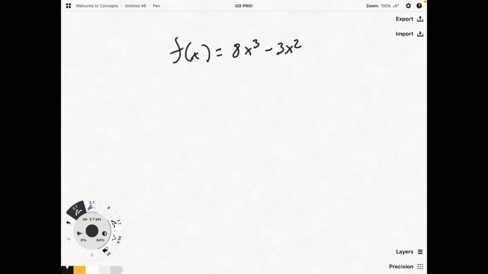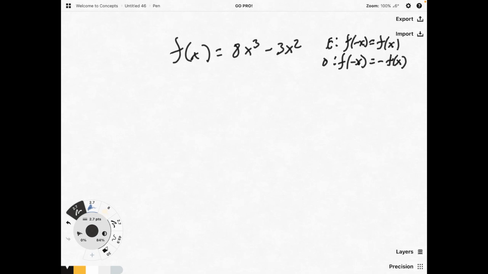All right, looking at our final example, we have the function f of x equals 8x cubed minus 3x squared. And again, the problem asks us to determine if this is an even or an odd function. Writing out our rules, we know it's even if f of negative x equals our original function of x. And we know it's an odd function if we put in the negative x value and we're left with a negative multiplied by our function.